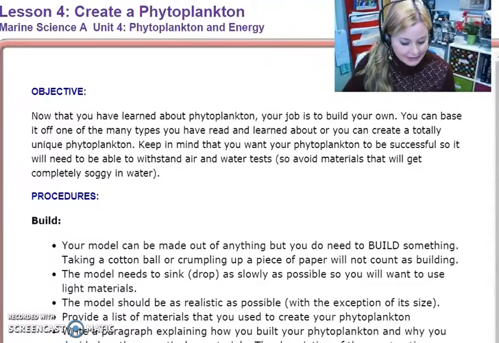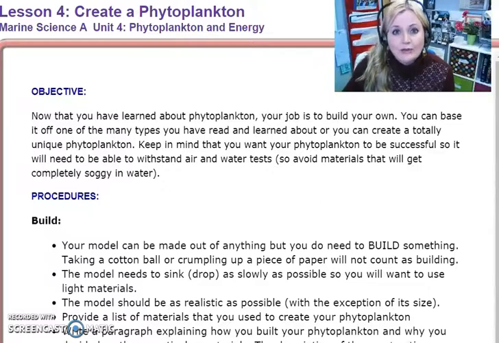So the idea is that you're going to drop your plankton both in the air and in the water, and it doesn't have to be the same height. So you can have two different heights in the air and in the water. And what you're going to be doing is judging how fast it drops in the air versus how fast it drops in the water. It's obviously going to drop much faster in the air than in the water, because you don't have the buoyant force of the water pushing up on your plankton.